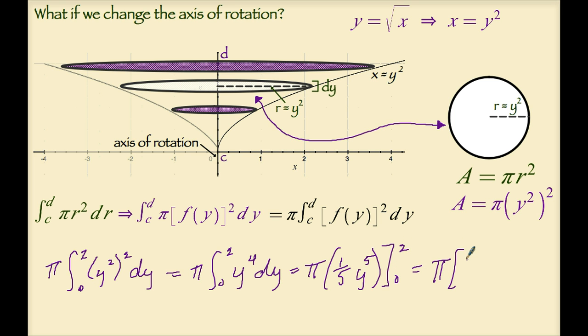Pi, 1/5 times 32. And once again, inserting the lower endpoint of integration will not change this answer. So this becomes 32 over 5 pi cubic units. The volume of this solid of revolution: 32 over 5 pi cubic units.